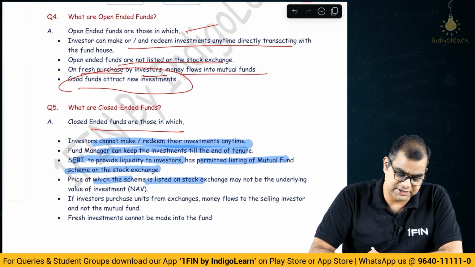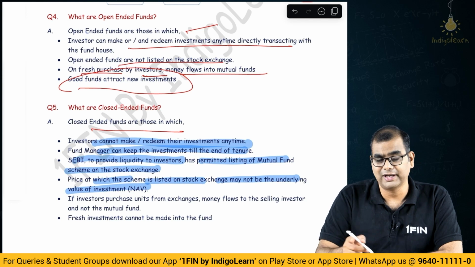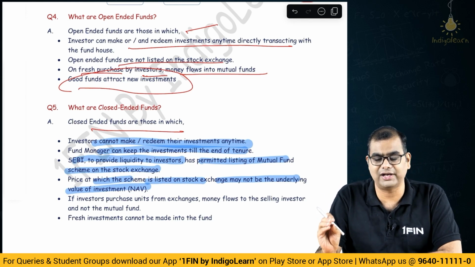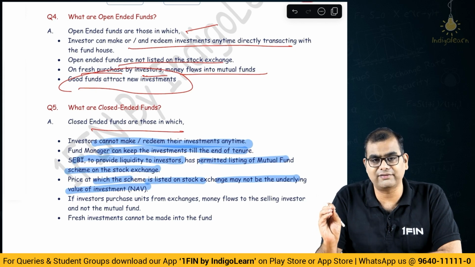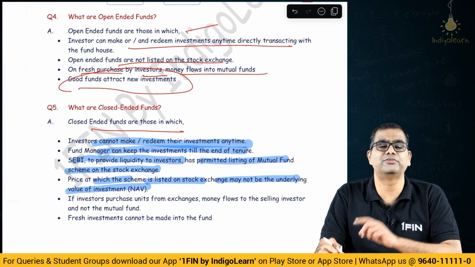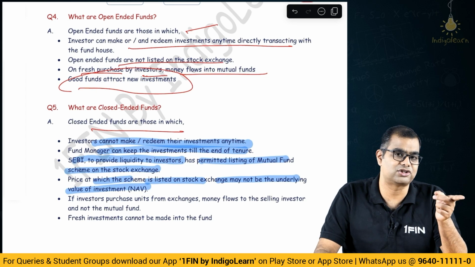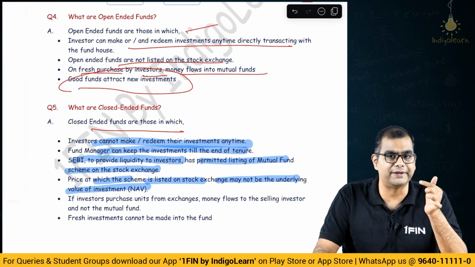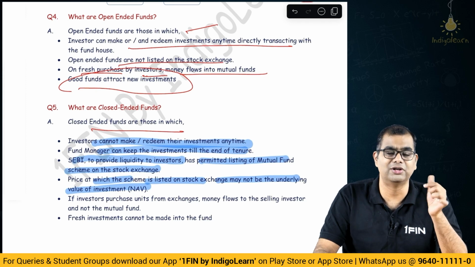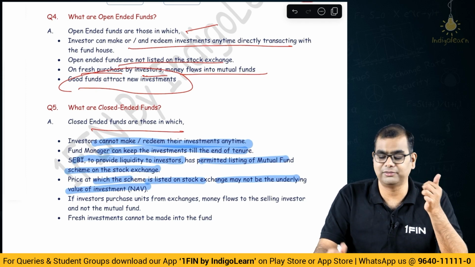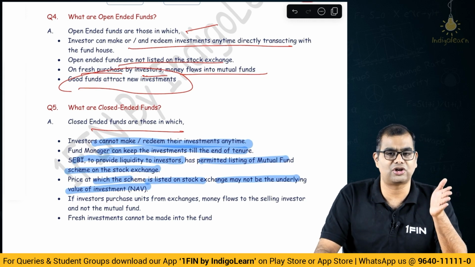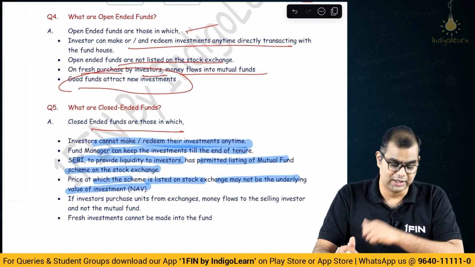The price at which the scheme is listed on the stock exchange may not be the underlying value of the investment, the NAV. Ideally, in an ideal scenario, the NAV, or the net asset value, the correct market value of each unit, should be the price at which it is traded on a stock exchange. However, trading on a stock exchange happens based on liquidity or on the information that is available. So in case enough liquidity is not available, the NAV and the price at which it is trading on the stock exchange may not be the same, right?